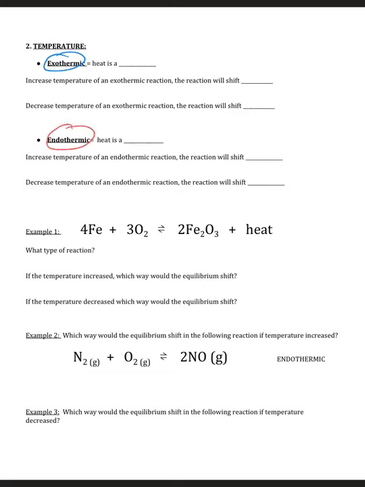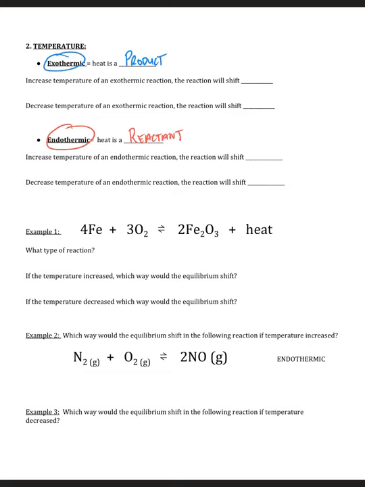endothermic. And that is very important because if it's exothermic, that means more heat is released, meaning heat is going to be on the product side of the reaction. If it's endothermic, that means more heat is absorbed, meaning heat is going to be on the reactant side of the reaction. And when you increase or decrease temperature, before you figure out which way it's going to shift, you have to know that information.